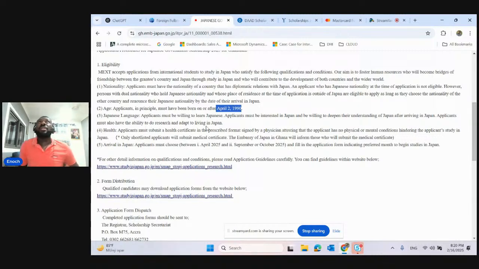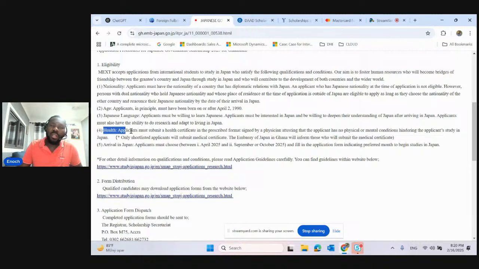Most government scholarships require you to learn the local language of the country just for cultural purposes. Some will require you to study in the local language, so you also need to learn it. So they organize a one-year language proficiency class, and after that you can start your actual master's study. But this is not the case for the Japan government scholarship. You'll be taught in English, but you would have to learn a little bit about Japanese culture through their language. The applicant must submit a health certificate in the prescribed format signed by a physician.